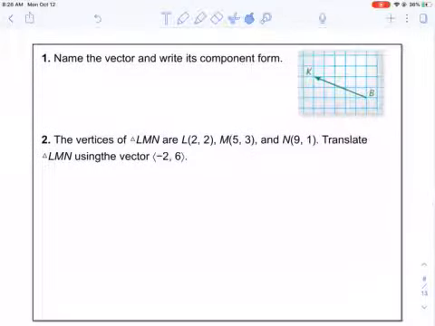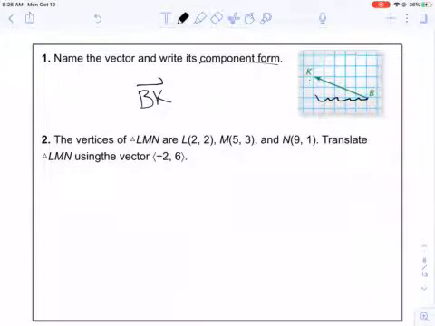All right, let's do a little bit of practice. Name this vector and write its component form. So B to K, so our vector is BK. Looks like we're going 1, 2, 3, 4, 5 left, so that's negative 5, comma, up 2, 2. And at any time you can pause this video, try it on your own, and then see what I get and compare.